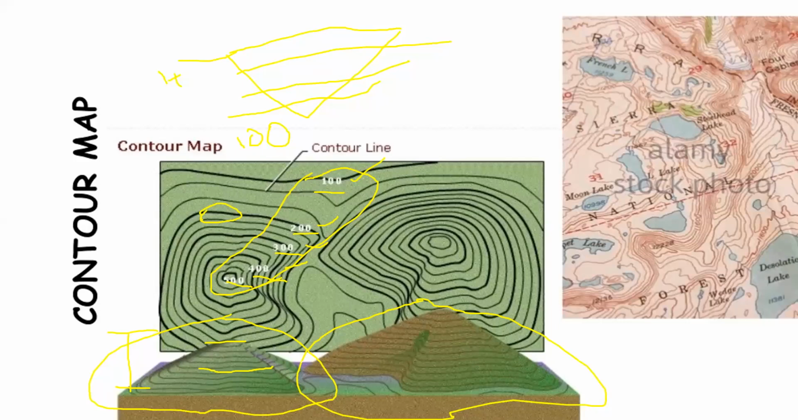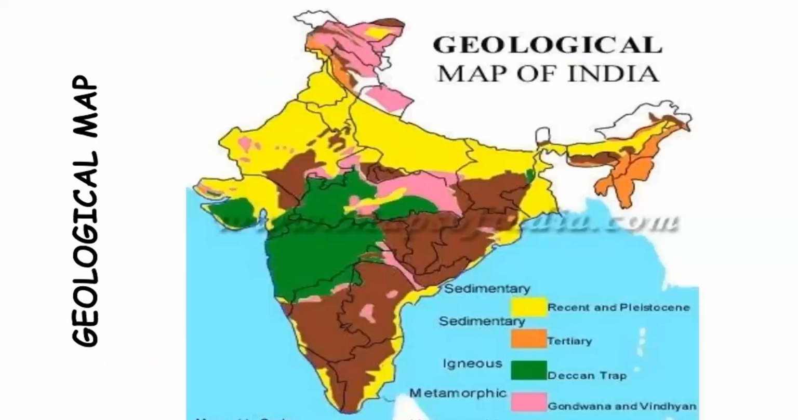So that way we'll call them contour lines, and the maps shown with the help of the contour lines are called contour maps. And the map looks like this. Just look at it once here. All these details present over here are called contours, and that map is called a contour map. Next, geological map.